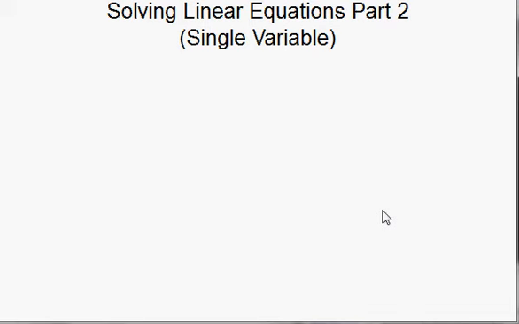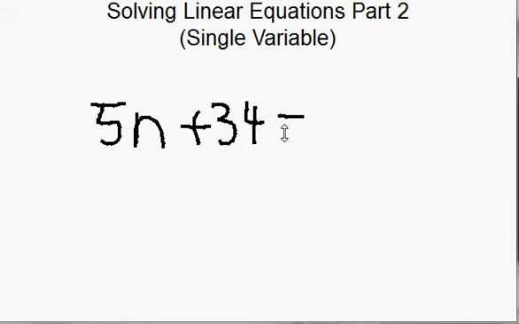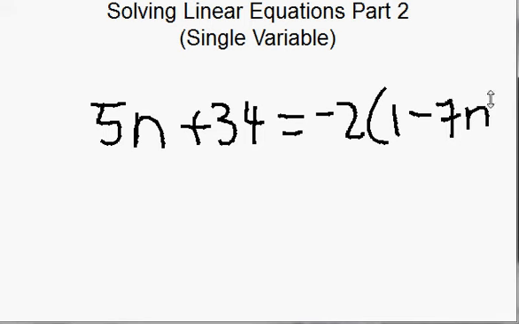Okay, so going on to another problem is 5n plus 34 equals negative 2 times 1 minus 7n. So Abigail, what's something that you noticed that's different about this one as compared to the previous examples? That's right. And what did we learn from our combining like terms? That the first thing that you should do in a problem that has parentheses like this. That's right. You should use the distributive law to get rid of the parentheses.